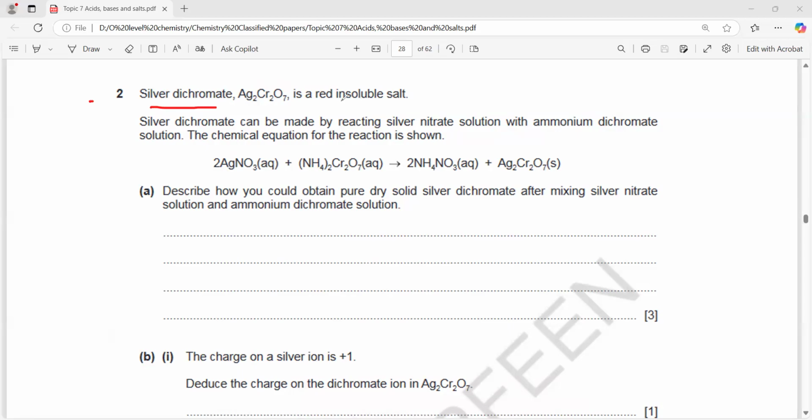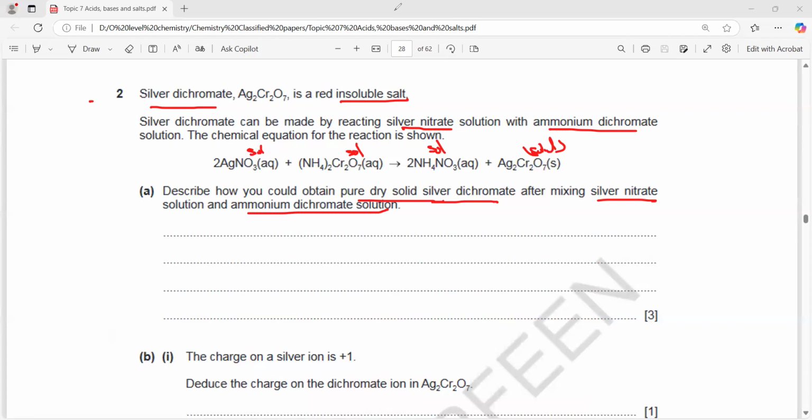Silver dichromate is a red insoluble salt. Silver dichromate can be made by reacting a silver nitrate solution with ammonium dichromate. The chemical equation for this reaction is shown. Describe how you would obtain a pure dry solid silver dichromate after mixing silver nitrate and ammonium dichromate. As you can see, this is a solution. Aqueous means this is also a solution. This is a solution and here is a solid. How can we obtain this solid from the mixture?